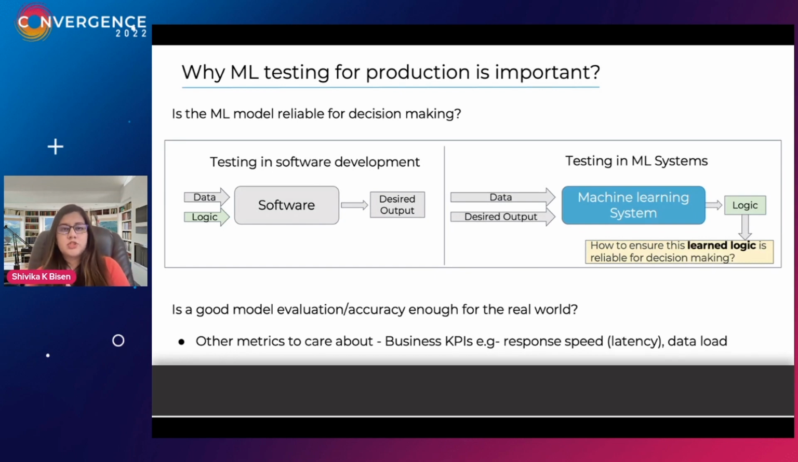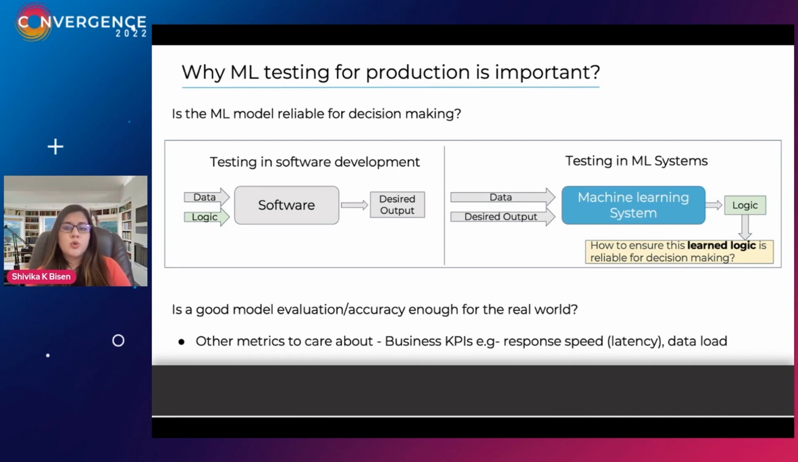But in a machine learning system, we have different dynamics. We give data to the machine learning system, then we give the desired output that we want the machine learning system to learn from. Then the machine learning system learns from this data and desired output and develops a logic. This logic prepares a prediction, which is our main output. Now, as you all know, machine learning systems are used in most applications, which are also related to decision making, and sometimes very important decision making in businesses.